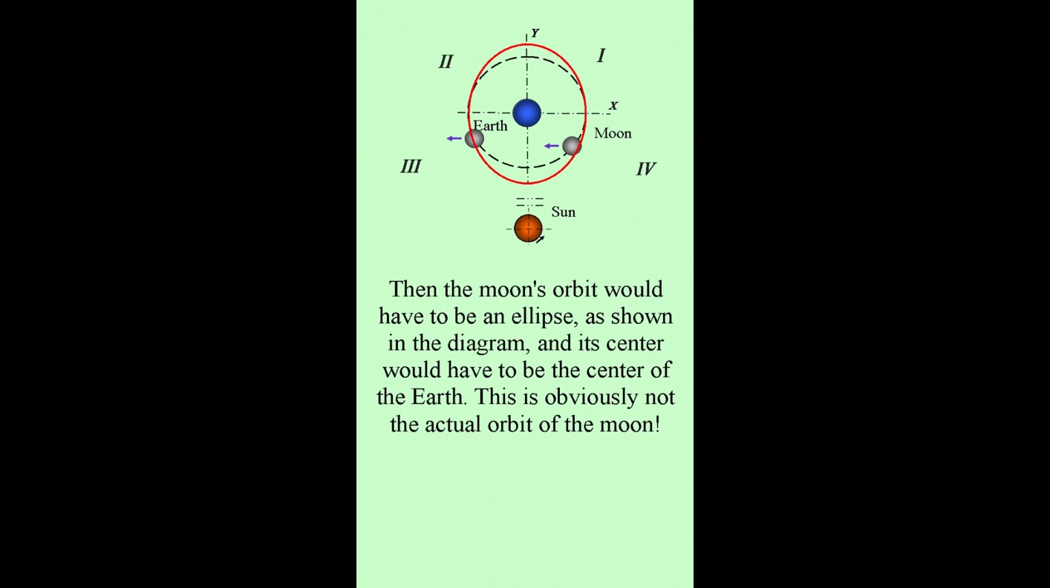Then the Moon's orbit would have to be an ellipse, as shown in the diagram, and its center would have to be the center of the Earth. This is obviously not the actual orbit of the Moon.